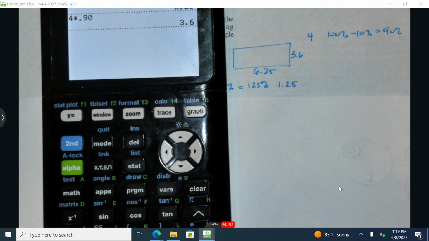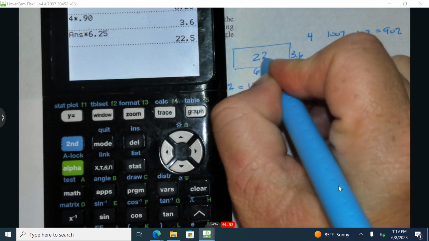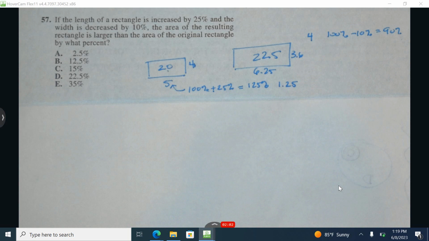So let's figure out the area of the second. 3.6 times 6.25 gives you 22.5.